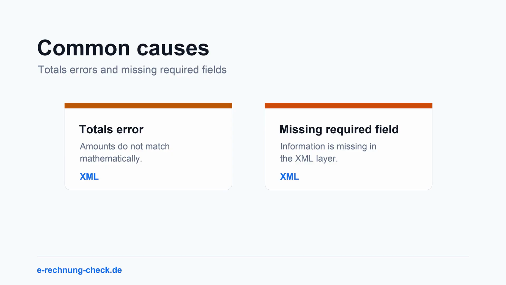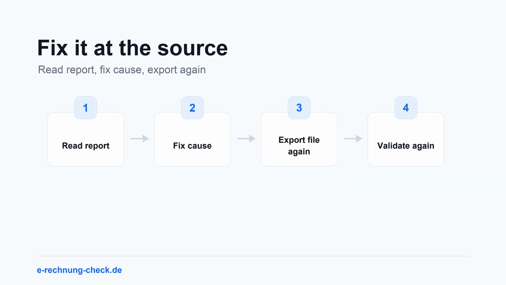A common example is a totals error. The XML file may be technically well-formed, but line totals, net amount, tax amount, or invoice total do not match mathematically. Another common example is missing required information. A field may appear in a visible PDF invoice, but still be missing in the structured XML layer. For validation, the machine-readable invoice data is what matters.